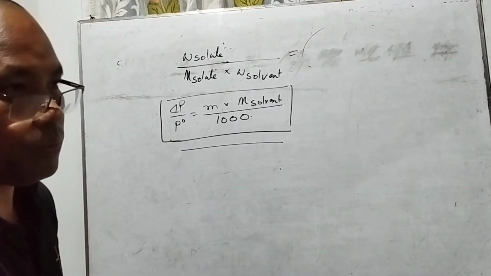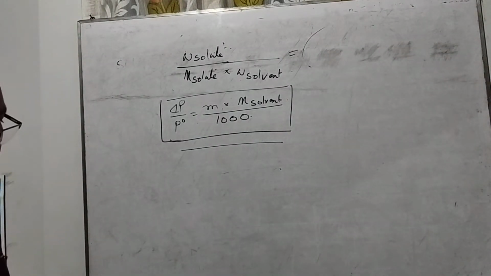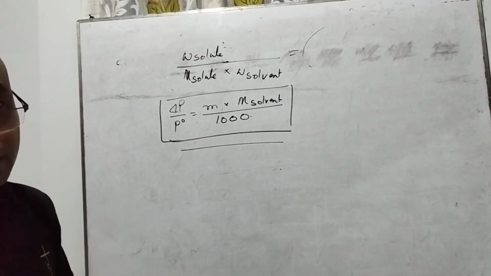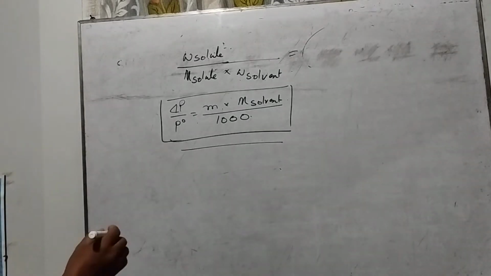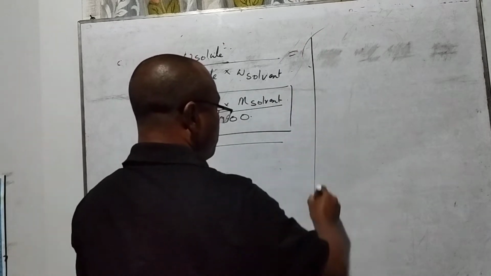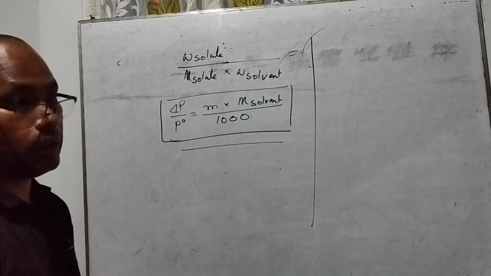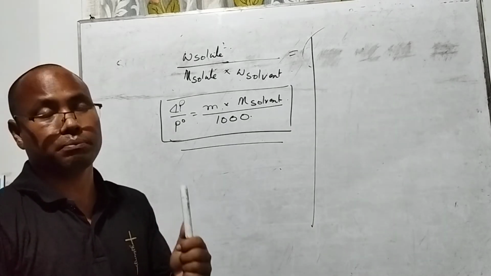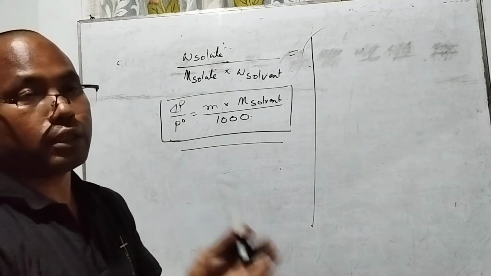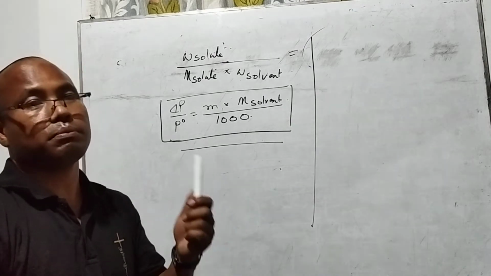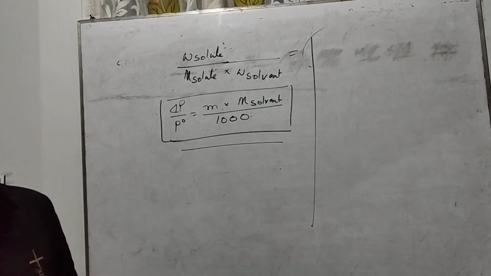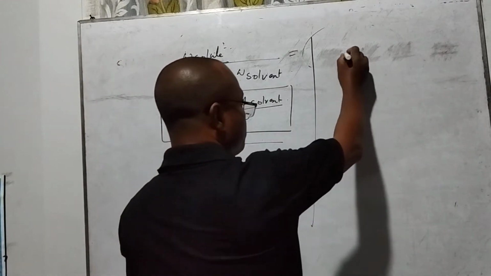Next, we have another colligative property. What is the other colligative property? Before I pick it up, remember, vapor pressure, as I said before, plays a very important role in finding other properties of the liquid. What is another property of the liquid? It is the boiling point.